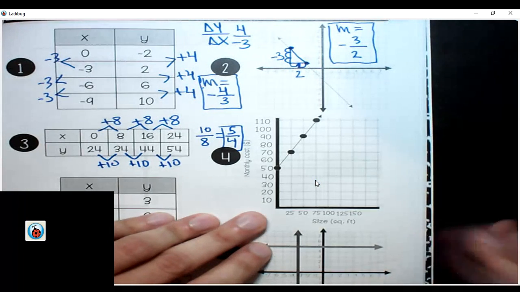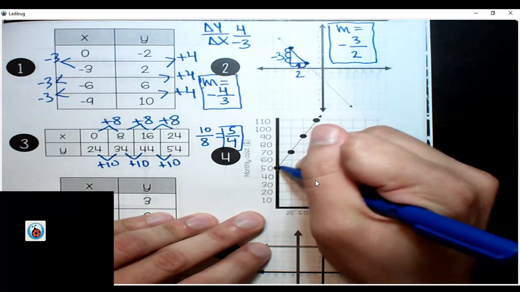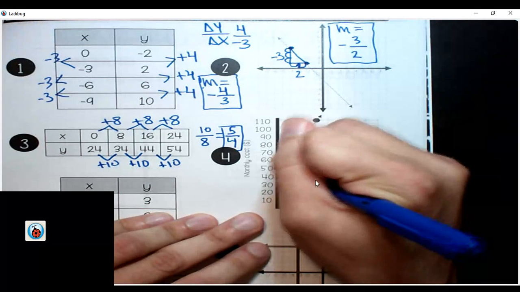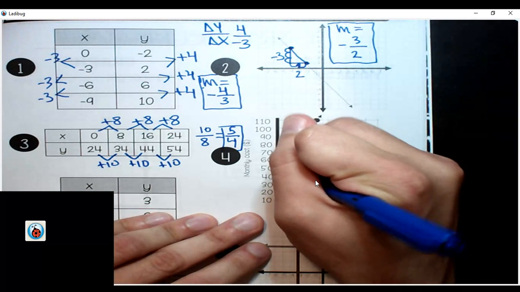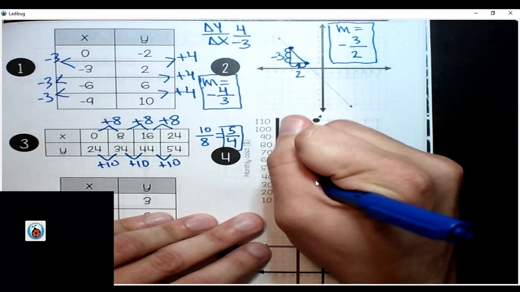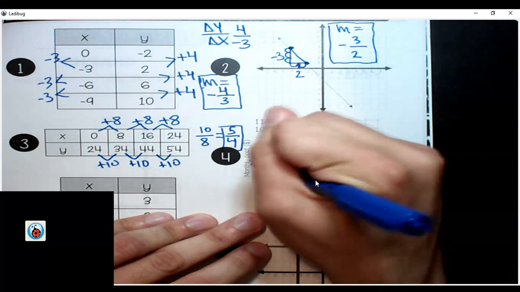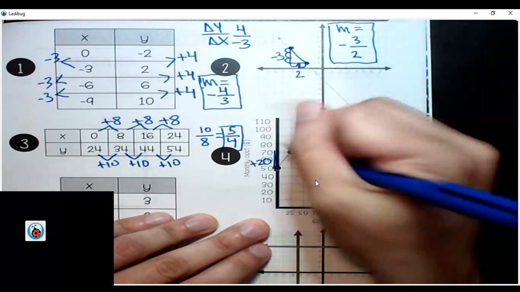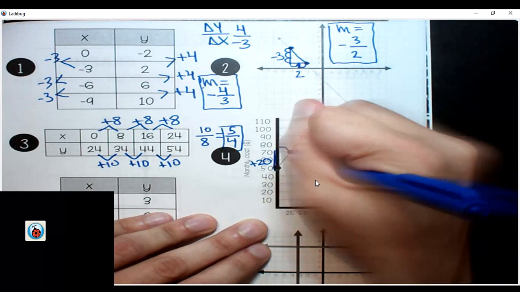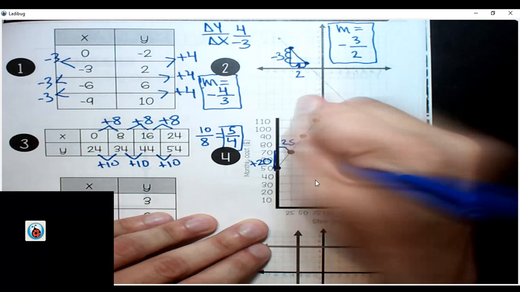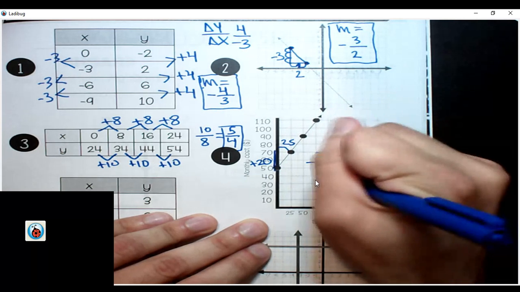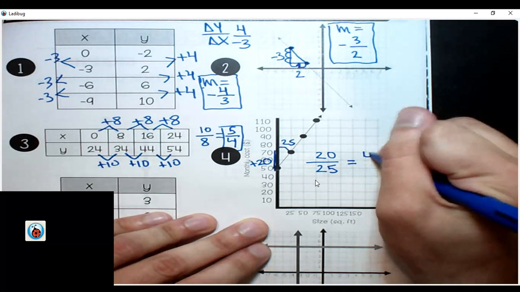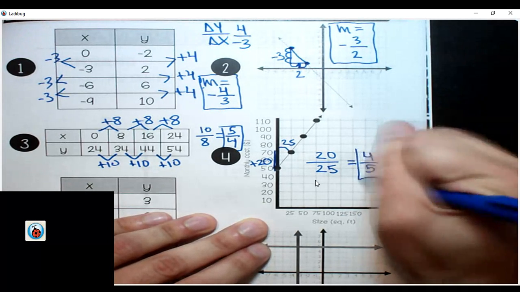Take a look at this graph. We're moving up, so it's going to be positive. We're going from 50 to 70. So from here to here, that's going to be +20, moving up 20. And then looking right here, we're running 25. So your rise is 20 and your run is 25, 20 over 25. That reduces to 4/5. So your slope is 4/5.